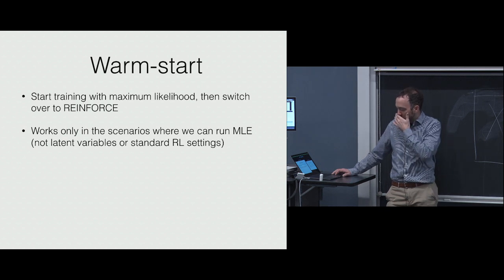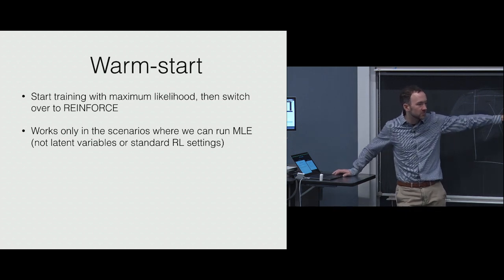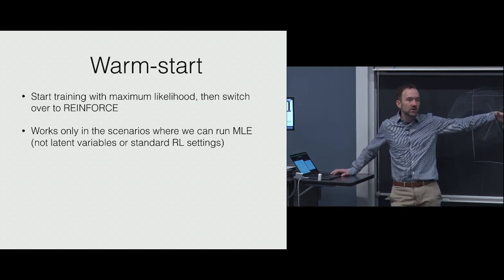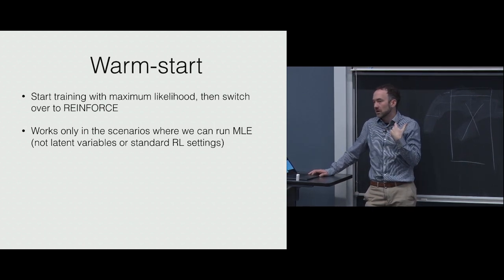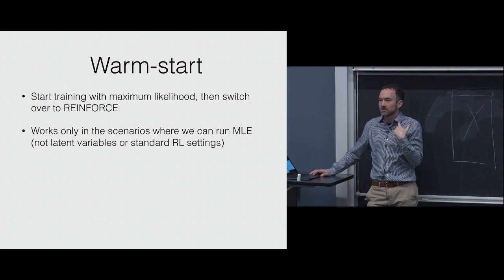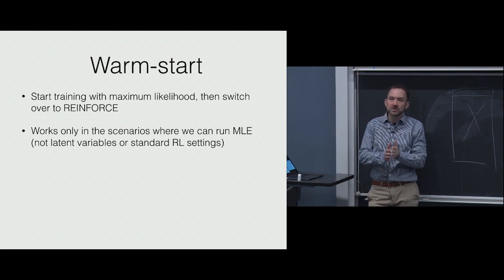So this works only in scenarios where you can actually run maximum likelihood estimation. So this works for neural sequence generation things where you know the gold standard sequence, but it won't work for things like learning from a very delayed reward.